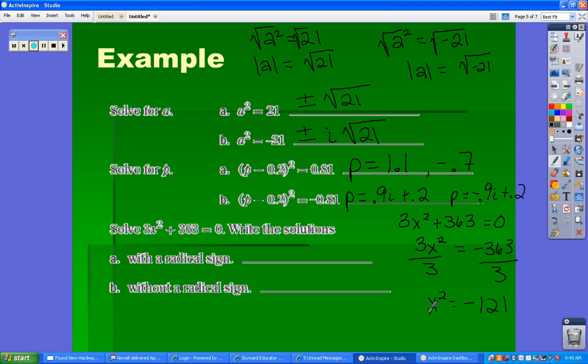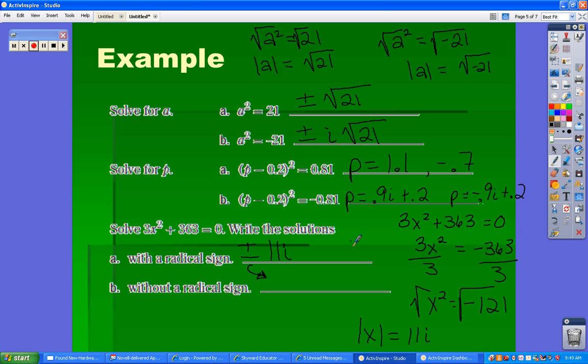They want us to write this with a radical sign. Okay, so we square root both sides. I don't exactly know what they want us to do here. Absolute value of x equals, I would say that's 11i. There's two possibilities because of the absolute value, so it's plus or minus 11i, but that is without a radical sign.